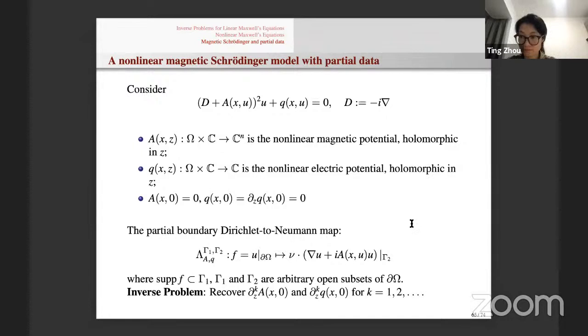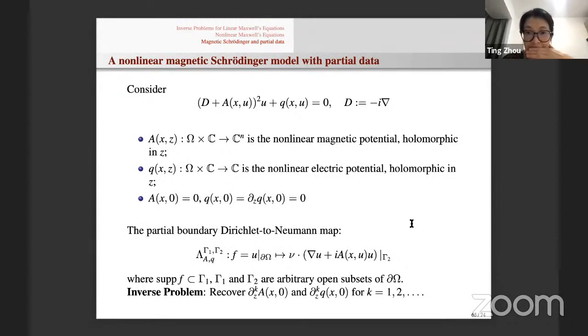Yeah, I have one question. For this nonlinear magnetic Schrodinger equation, will these arguments lead to some stable determination results? Is there an application? Are there results on stable determination?